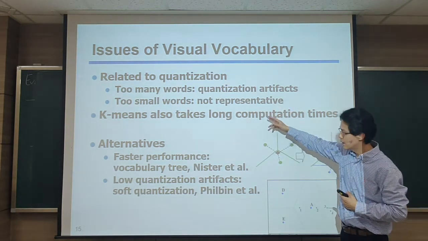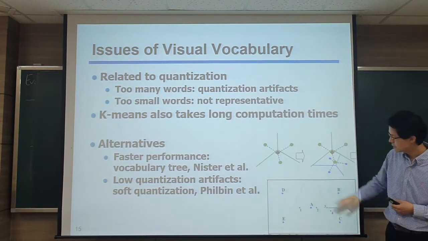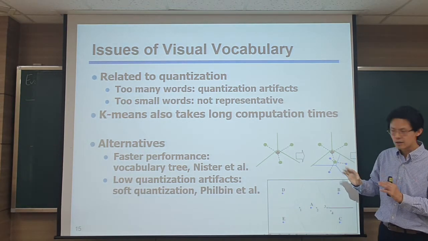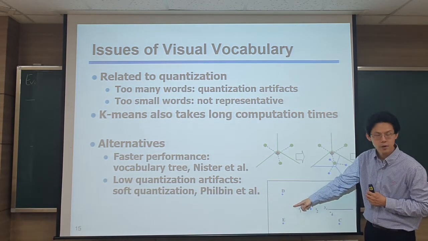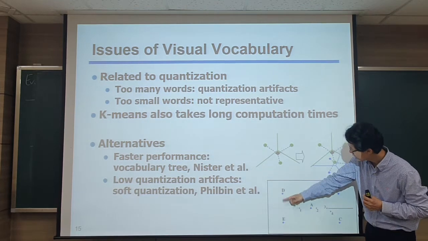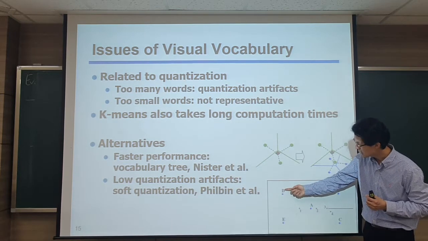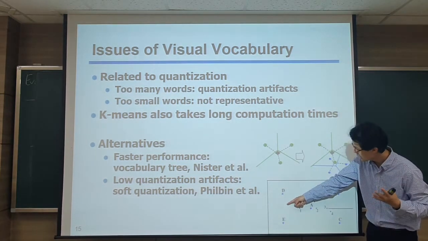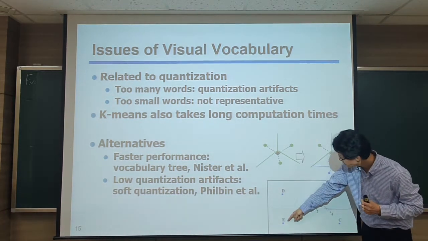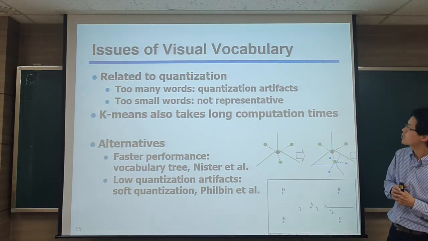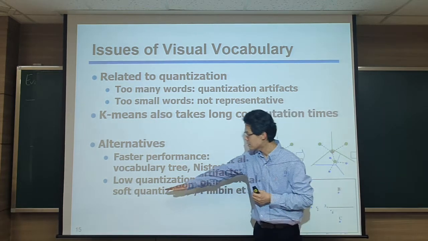To address this quantization artifact, basically here D and E are different clusters, right? If some feature is near this cluster boundary, that feature is very close to both D and E. But if that feature is assigned to D, then it's difficult to see that the image with that feature actually has common characteristics with the cluster of E, right? That's the issue of the quantization.